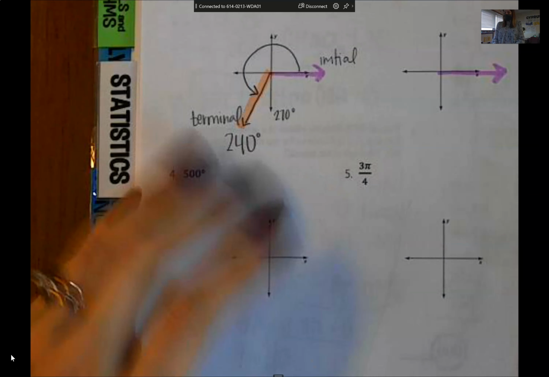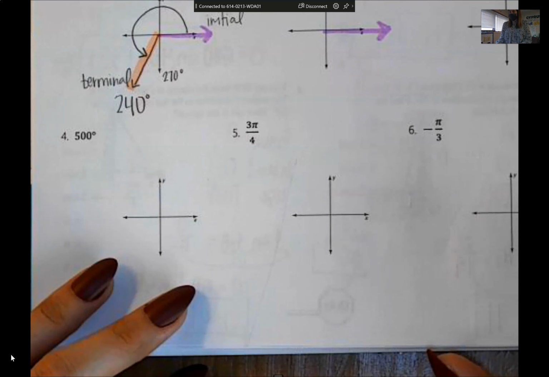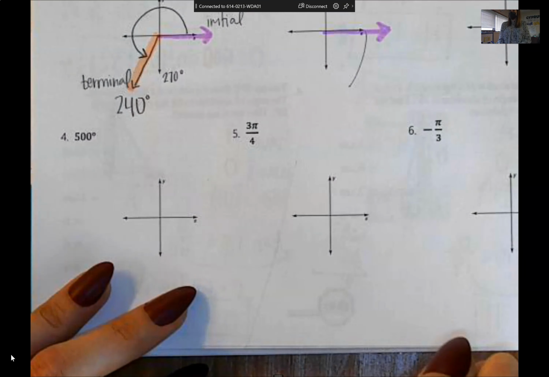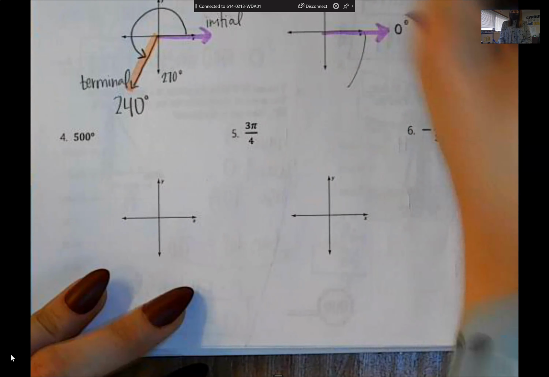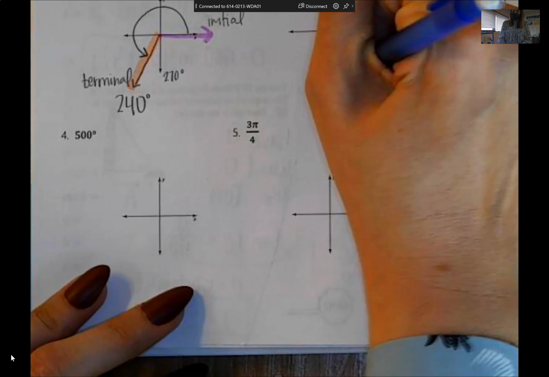Okay. Now the next one wants us to draw a negative angle. So that means we're going to go down. We're going to go clockwise. Well, I know that this is 0 degrees. And this is now negative 90 degrees.